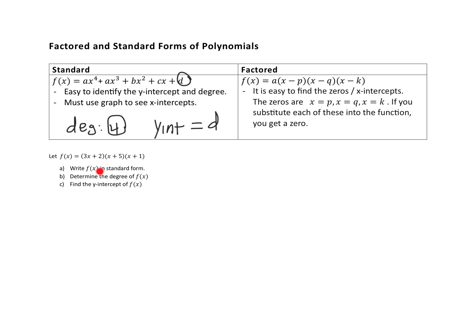So here we have an example of writing f of x in standard form. This is already in intercept form. We write it in standard form. We determine the degree and the y-intercept. Okay, so I'm going to multiply these together. I'll do these two together. I'll take the first two, I multiply them, and I'm going to use a table.